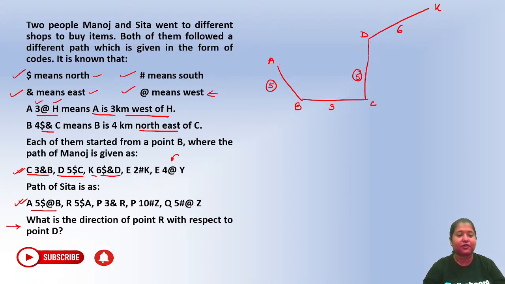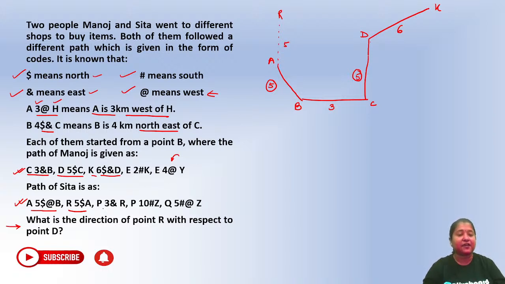Okay, A we have found. Now we have something like R $5 A. What is the meaning of dollar? That is not. So R has to be 5 kilometers east of A. So let's say this is your R here. Okay, this is also 5.